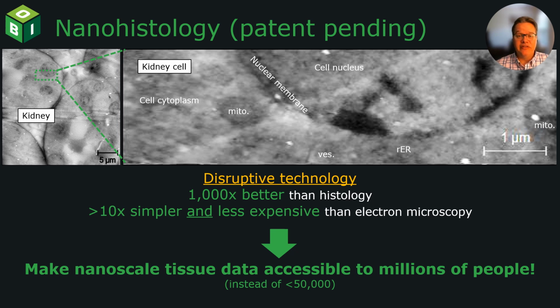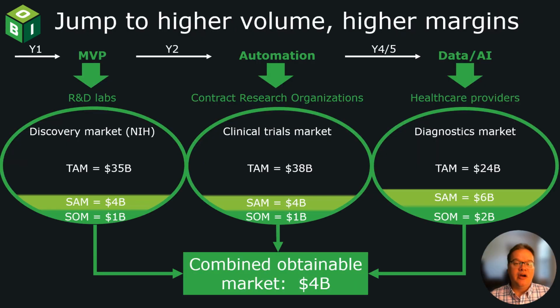We are 1,000 times better than traditional histology and at least 10 times simpler and less expensive than electron microscopy. This will allow us to serve millions of people with nanoscale data instead of just thousands. Our go-to-market strategy is to develop more efficient features that allow us to jump into higher volume, higher margin markets.